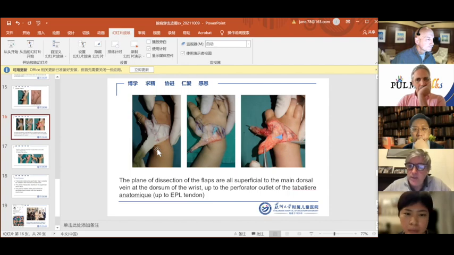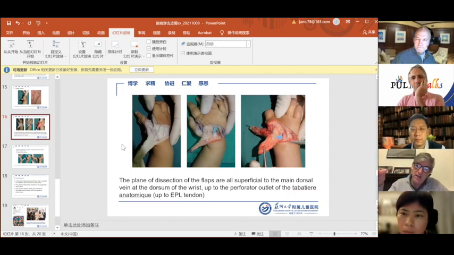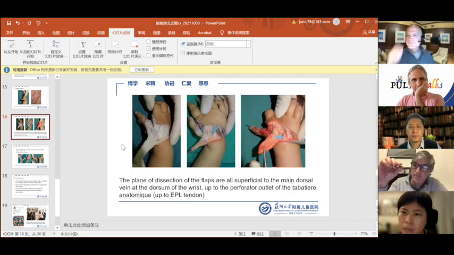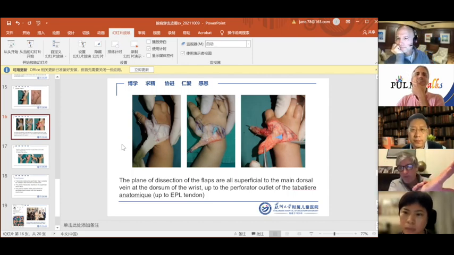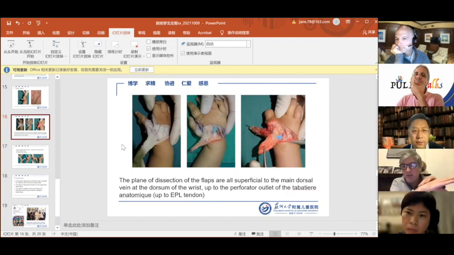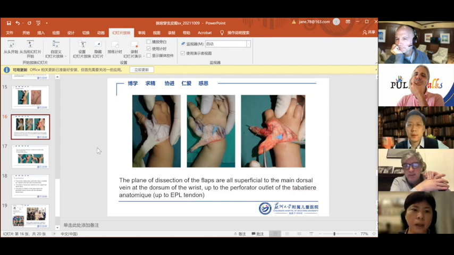Dr. Cozen was asking about the plane of dissection. I take it you stay just superficial to the dorsal veins, the main dorsal veins on the hand, and you're in that subdermal plane, so the flap is very thin. You're leaving the dorsal veins intact, and you're just in that subcutaneous plane above that, correct? Yes.